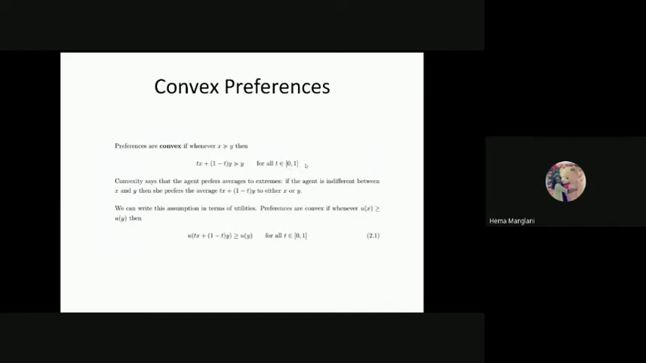Somewhere it could be 0 and somewhere it could be 1 or maybe lesser than that. Convexity says that the agent prefers averages to extremes. If the agent is indifferent between x and y, then she prefers the average, tx plus (1 minus t)y, to either x or y. Okay, so we can write this assumption in terms of utilities.